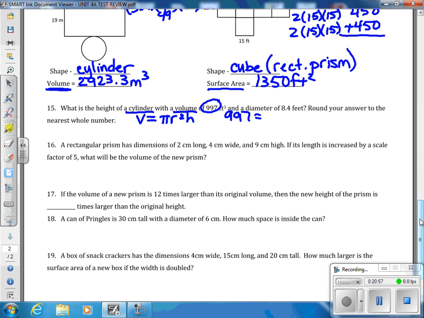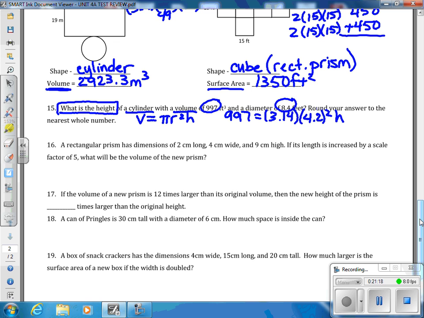Do we know pi? Yes, pi is always 3.14. Do we know the radius? Well, not exactly, but they give us the diameter. So if you know the diameter, then we can figure out the radius. Diameter is 8.4. That means the radius has to be 4.2. That's still squared. Do we know the height? No, because it says what is the height. That's what's missing. So that h has to stay h.